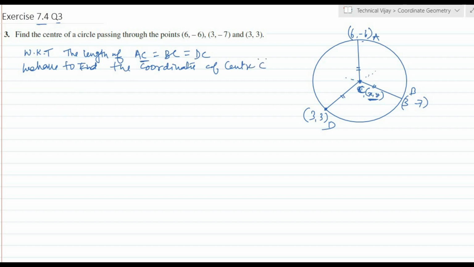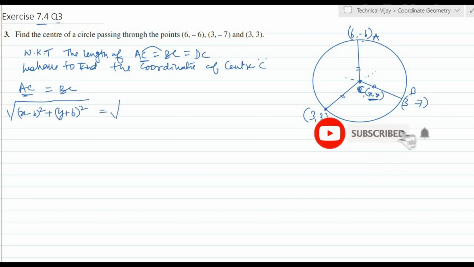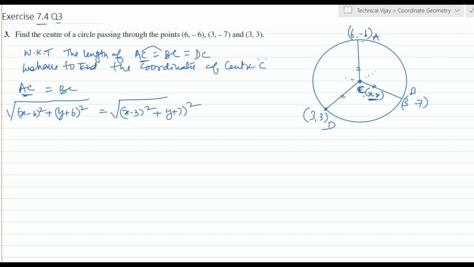First we will consider AC and BC. We know that AC length is equal to BC. Using the distance formula, AC is equal to square root of (x minus 6) whole square plus (y minus of minus 6, that is y plus 6) whole square. This is AC, which is equal to BC. BC is square root of (x minus 3) whole square plus (y minus of minus 7, that is y plus 7) whole square.